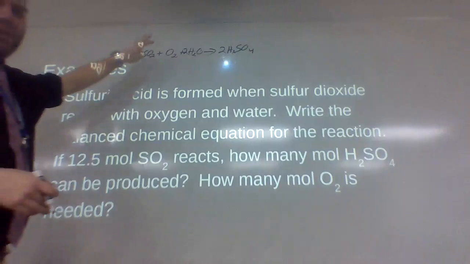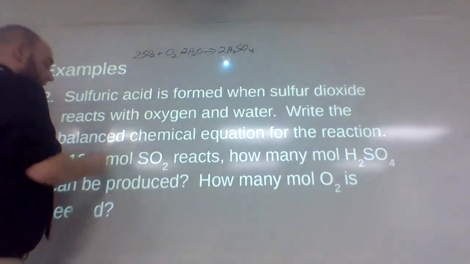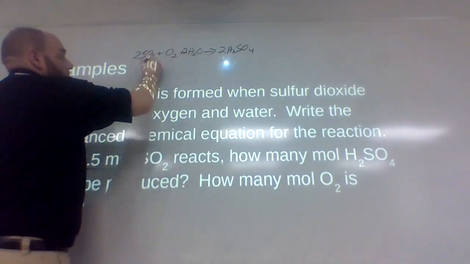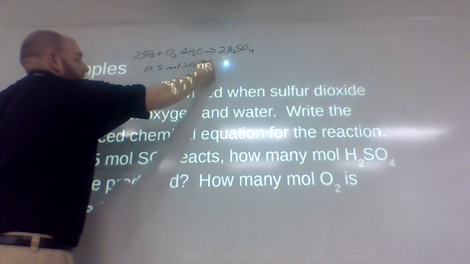Just so you know, I think we come back to that problem later today, so I'm going to leave that up here. If 12.5 moles SO2 react, how many moles H2SO4 can be produced? How many moles of O2 are needed? We've got 2 separate problems here. Let's just start with the first one. I know I'm starting with 12.5 moles of SO2. So let's start with that.